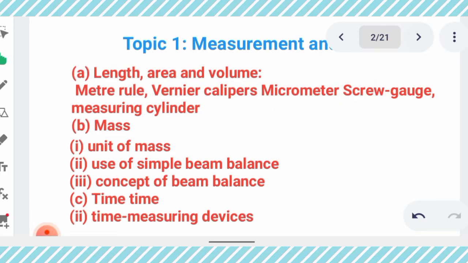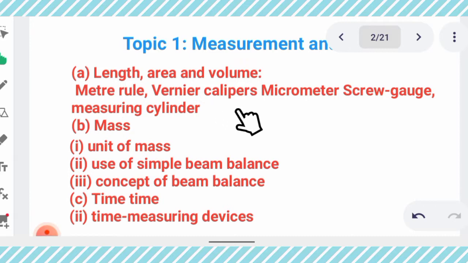Here is the first topic that they are going to give you in JAMB physics, which is measurement. When talking about measurement, it is categorized into two. One of them is length, area, and volume. Under length, area, or volume, we have the meter rule, which is the material that can be used to measure the distance between 2 points.